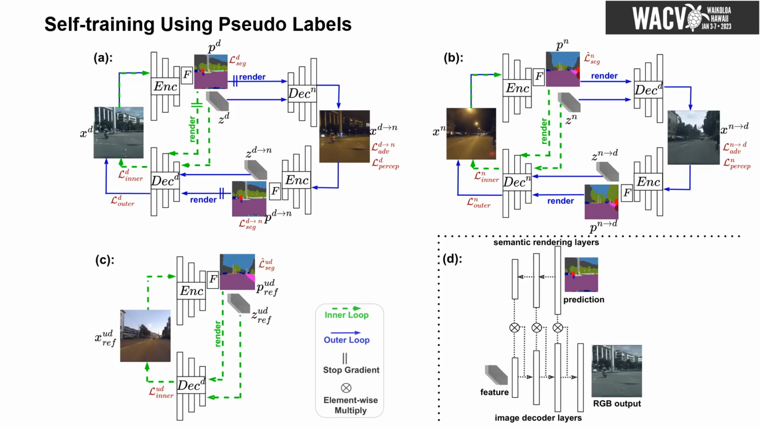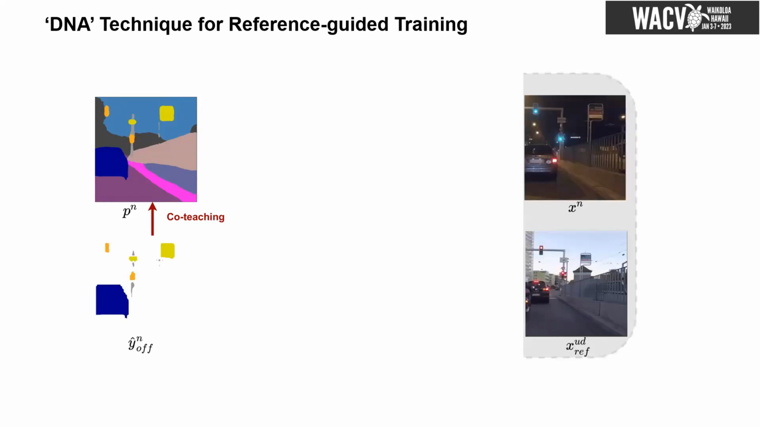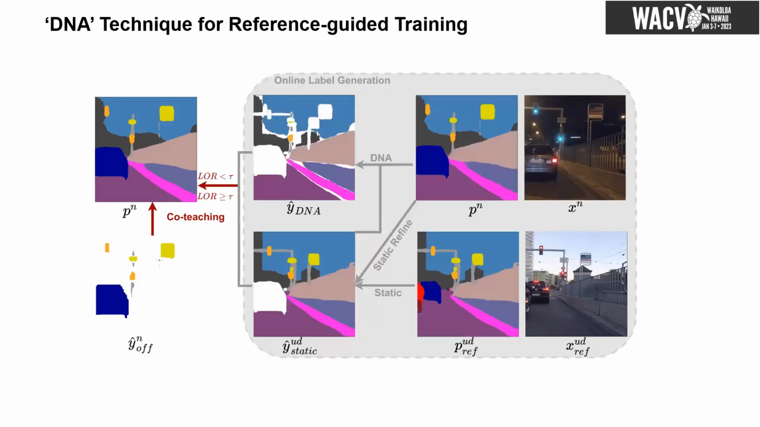For pseudo-labeling at nighttime, we propose a co-teaching pipeline that involves an offline pseudo-supervision signal from the trained warm-up phase and an online reference-guided signal based on our proposed DNA technique. For the reference-guided pseudo-label selection, DNA indicates the day-night agreement in the predicted labels that contain static objects. DNA tackles the pose shifts efficiently and helps to produce high-quality pseudo-labels for the nighttime target domain data.